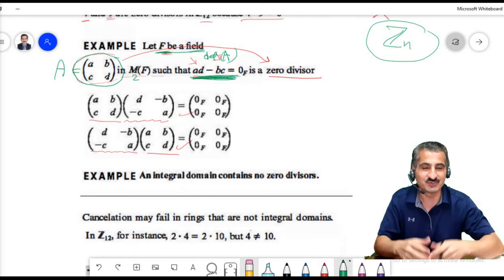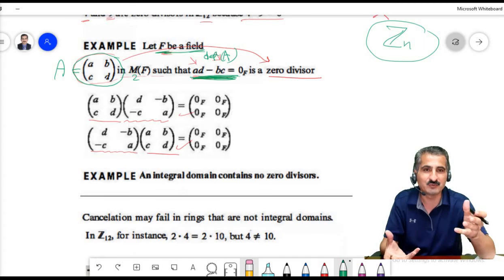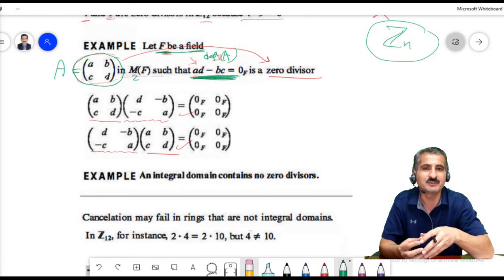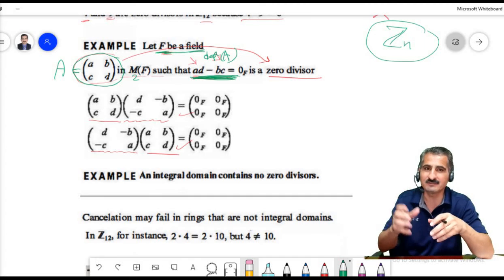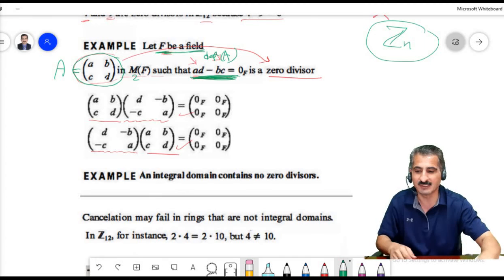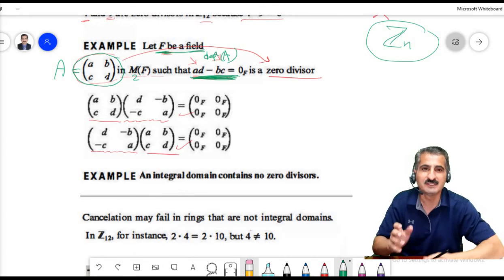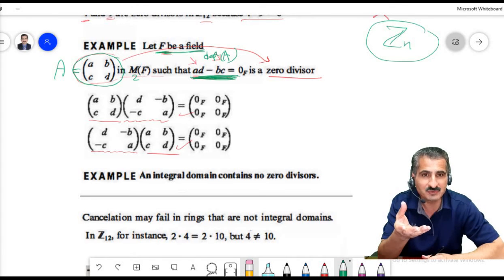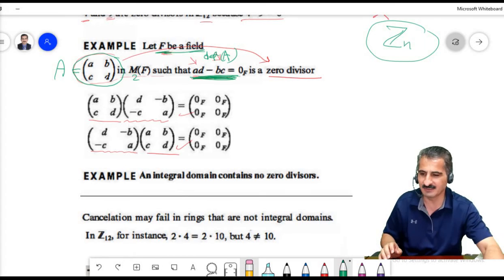So given any 2 by 2 matrix with entries from rational numbers, or real numbers, or complex numbers, or from any field, it must be either a unit, invertible, or a zero divisor. And that applies for all square matrices, not only 2 by 2 matrices: 3 by 3, 4 by 4, and so on. But to prove it, given a 4 by 4 matrix whose determinant is 0, and show it is a zero divisor, would take more work than just the one we see on the screen.